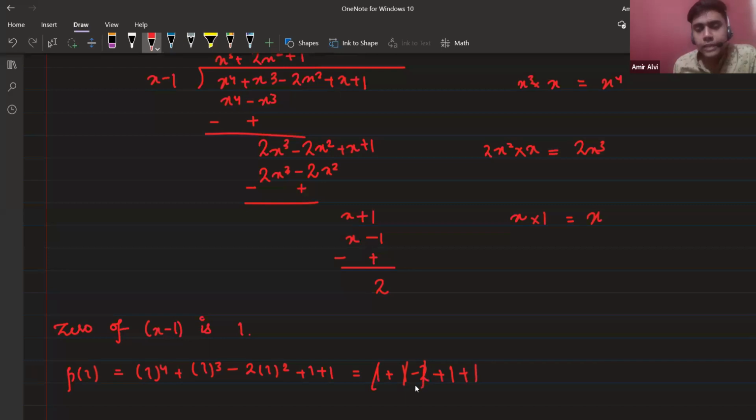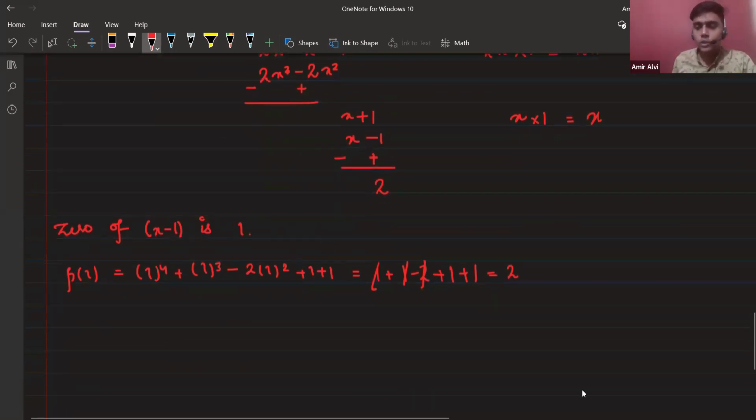So this 2 will cancel out this. So 1 plus 1 will be left, 2. Clear? Very good. Any doubt? So that's basically that you have done this thing right.